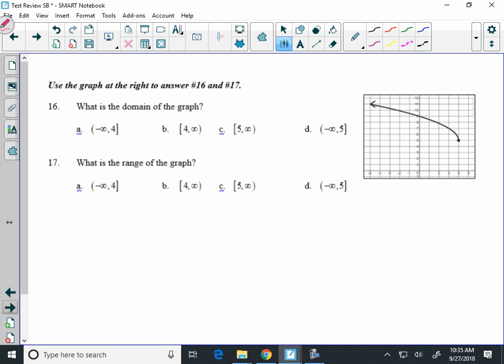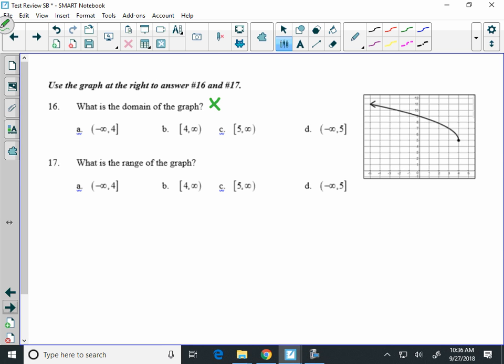All right, a couple of multiple choice questions here. Let's talk about domain and range from a graph. This graph has a multiple choice question, and remember, domain is always the x values. So you need to go left to right.